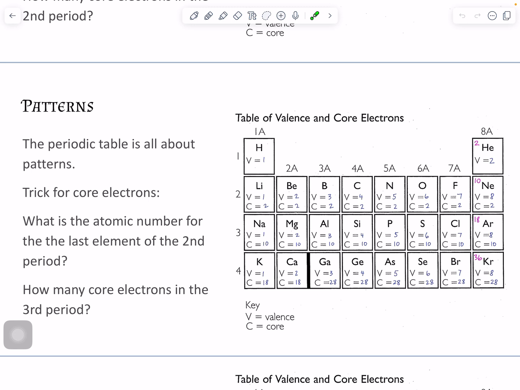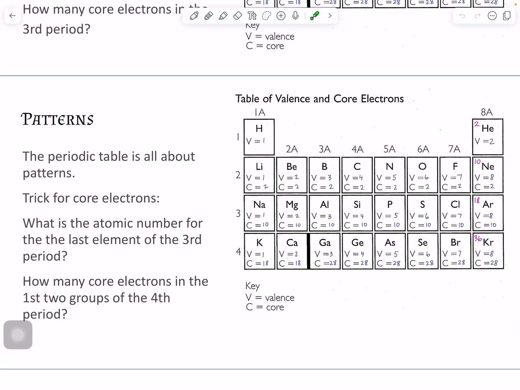Let's do a second one. What is the atomic number for the last element of the second period? So that is 10. And then how many core electrons in the third period? 10 all the way across. That 10 corresponds to the atomic number of the last element of the previous period.